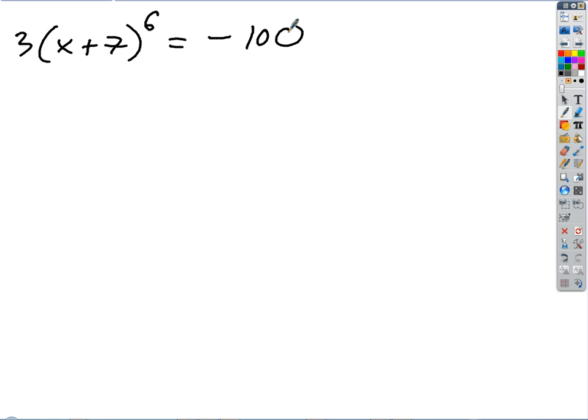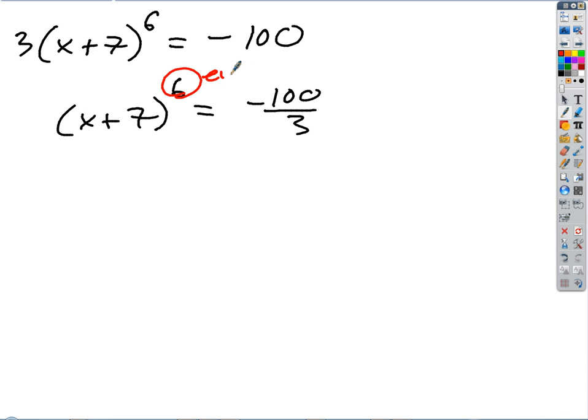Okay, I could divide by 3 and get x plus 7 to the 6th equals negative 100 thirds. Can I take an even root of a negative? No, I can't, right? Because this is even, and that is negative. No answer. No reals.